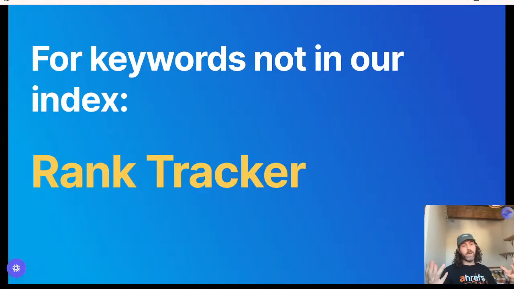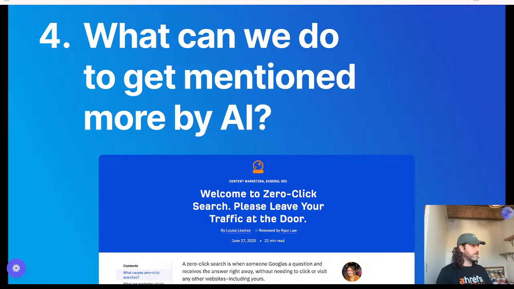And then Rank Tracker is the way that you are seeing AI overviews' impact on keywords that are very important to you and ones that maybe we don't have in our index or Brand Radar. Okay, so that leads us on to the big $1 million question: how do you get mentioned more by AI?